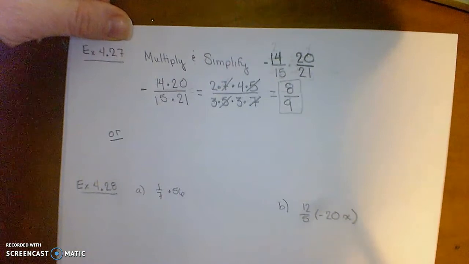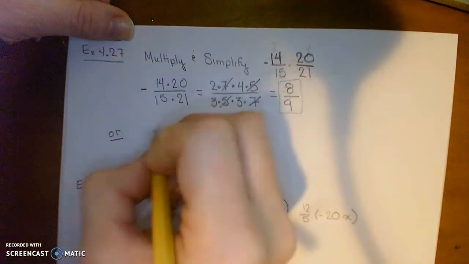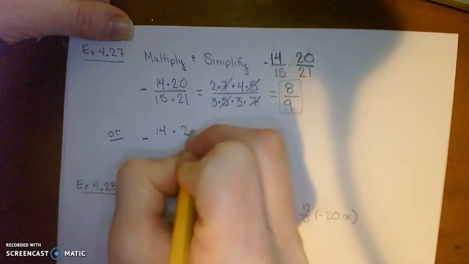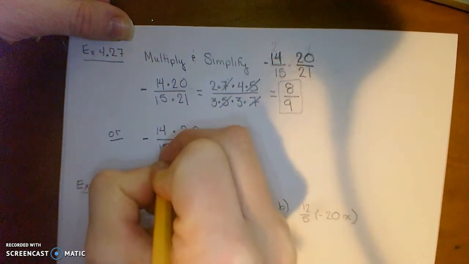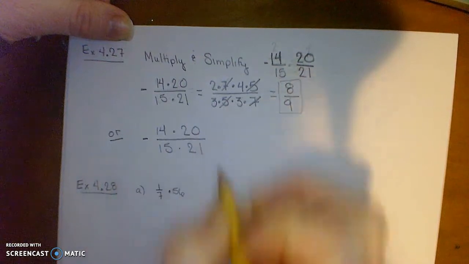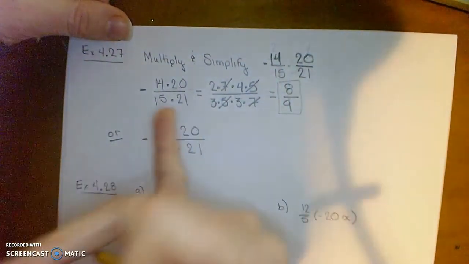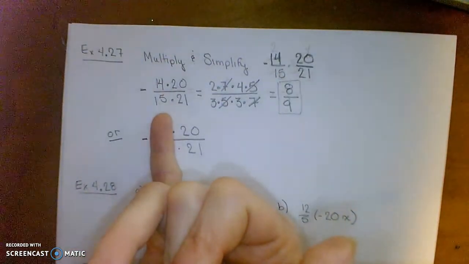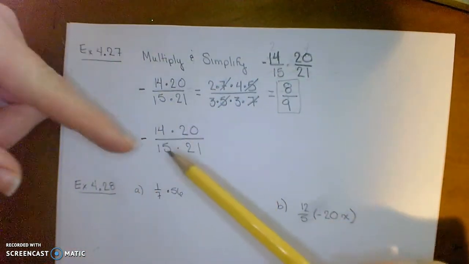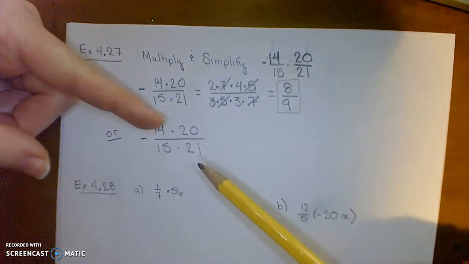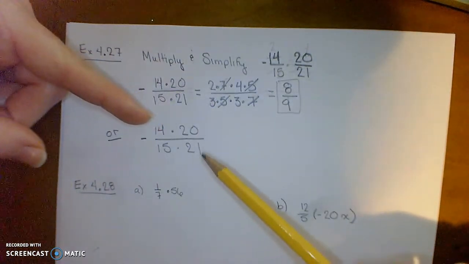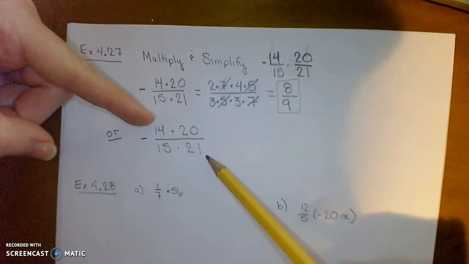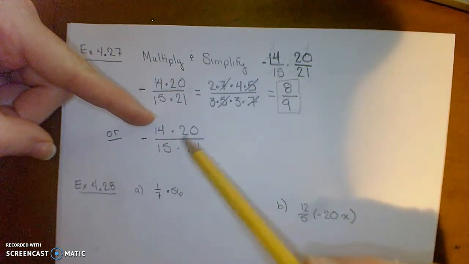I just want to show you one other method that people like to use when they're multiplying fractions to simplify as they go. Let me just rewrite what I've got here. Negative 14 times 20 over 15 times 21. Okay, so usually the 14 over 15 might already be reduced, and the 20 over 21 is already reduced. So the factors that might have something in common usually are in this type of position. Like 14 and 21 might have something in common, 15 and 20.